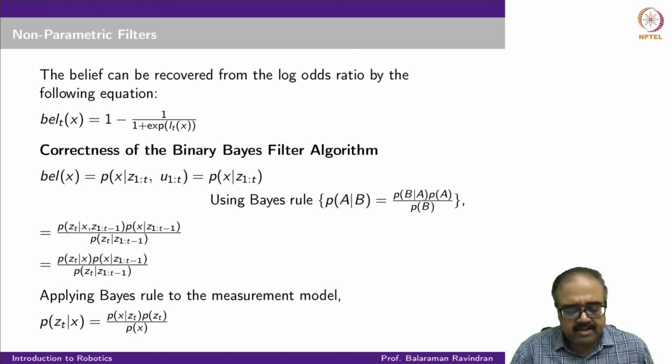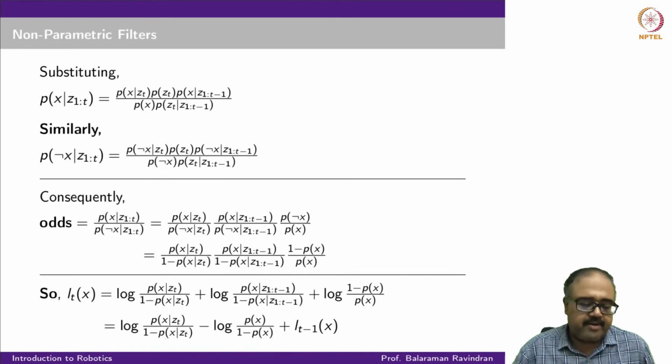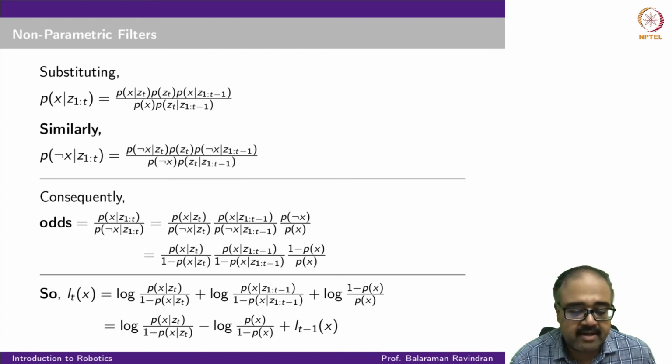So let me plug this back into the expression and see what we can do. Now substituting my Bayes expansion of the probability of z given x.